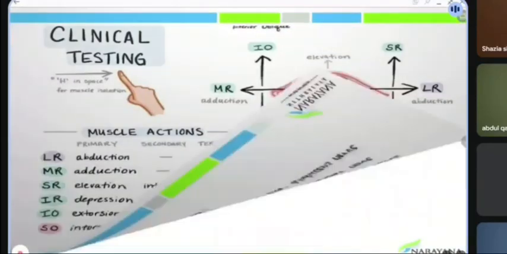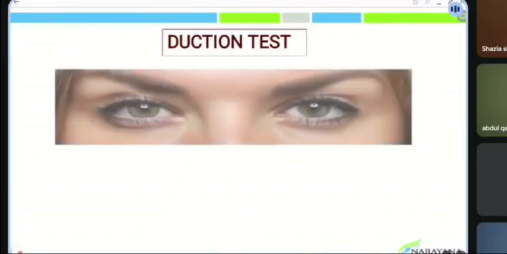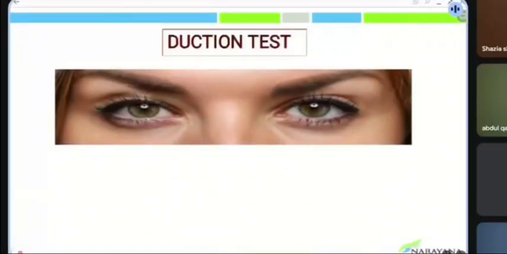So we can see how we can measure it. In that we have two types of measurement. The first one will be the duction test, and the next one will be the version test, as we have seen these terminologies in the beginning of our presentation. So the duction test, how can we perform it? For every test, make sure you sit straight opposite to the patient and maintain the eye level of the patient with an adjustable chair, so that it will be more accurate, just like whatever we have discussed as of now.